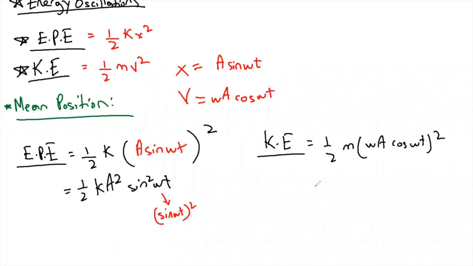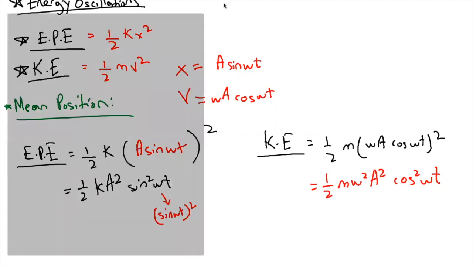Okay, so now I know that this is going to be 1 over 2 m omega square a square cos square omega t. That's a lot of squares. Okay, now we are gonna do something. Now I'm gonna make all of this smaller and I'm gonna ask you some questions.